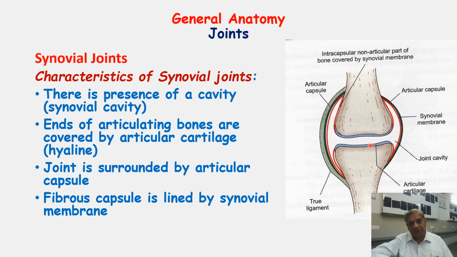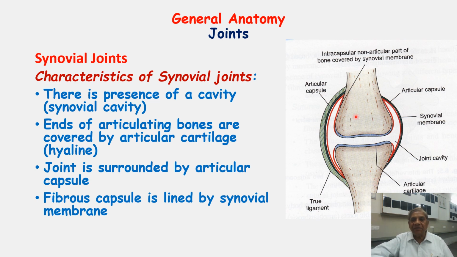The third characteristic of a synovial joint is that it is surrounded by the articular capsule. You can see here with the thin green line where I am moving my cursor, which is joining the ends of the two bones. This is called the articular capsule, which is made up of fibers. We will see further detail of this.